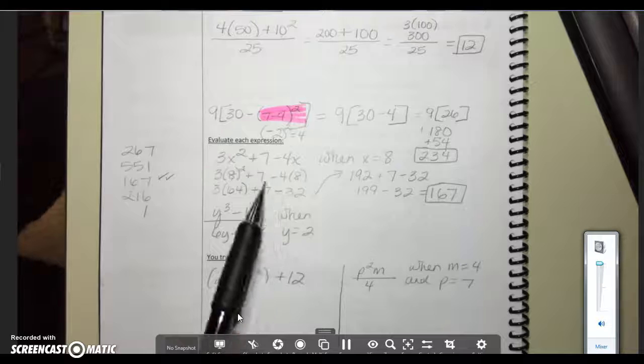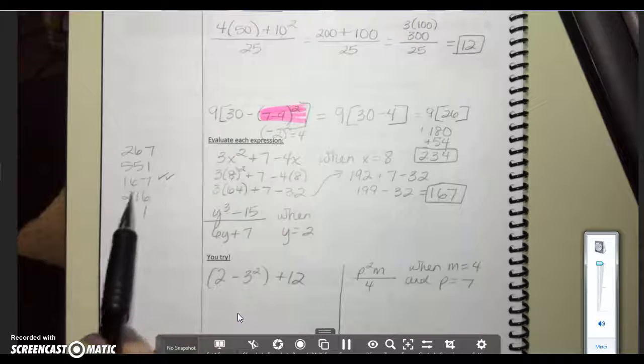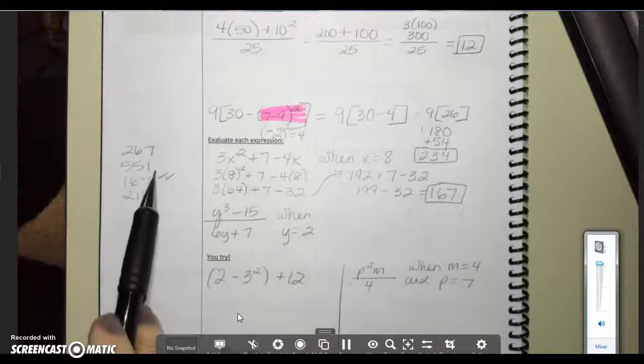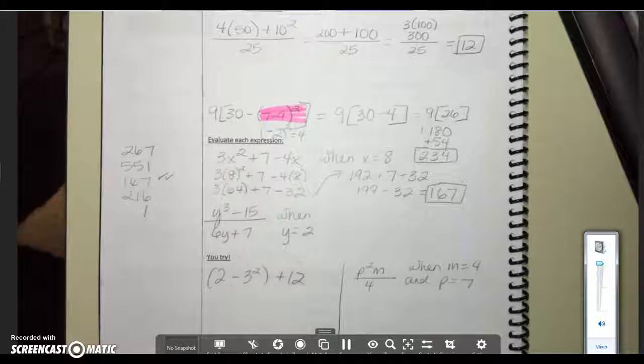Okay? So I can see where that one happened. This one, I think somebody probably added 32 instead of subtracting it would be my guess. Okay? All right, we're going to have to do a part 2 to these notes.